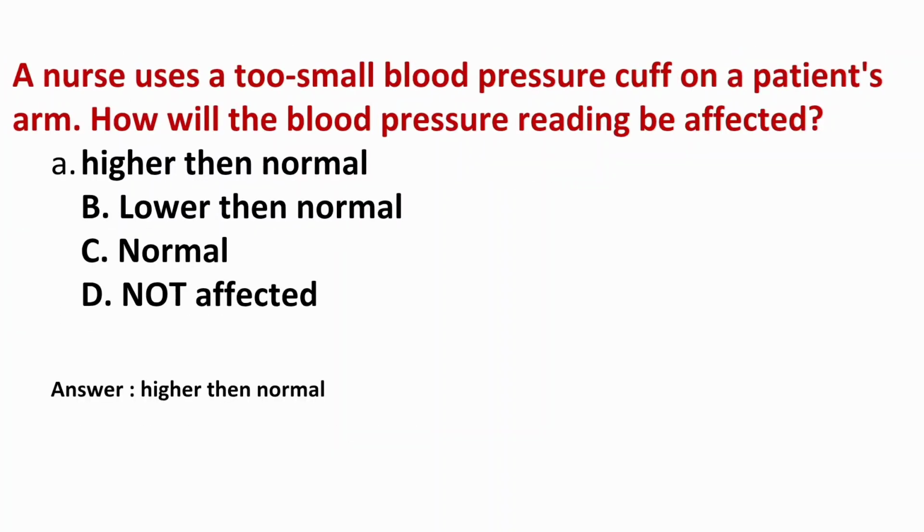A nurse uses a too small blood pressure cuff on a patient's arm. How will the blood pressure reading be affected? A. Higher than normal. B. Lower than normal. C. Normal. D. Not affected. Answer: Higher than normal.